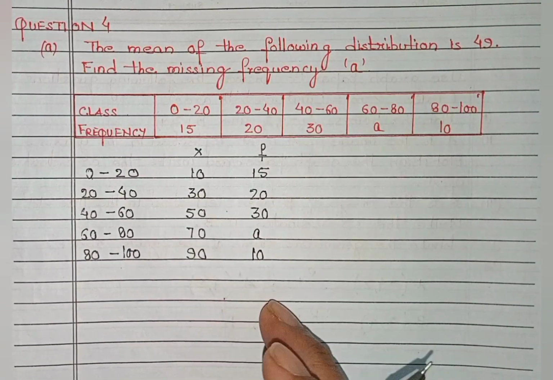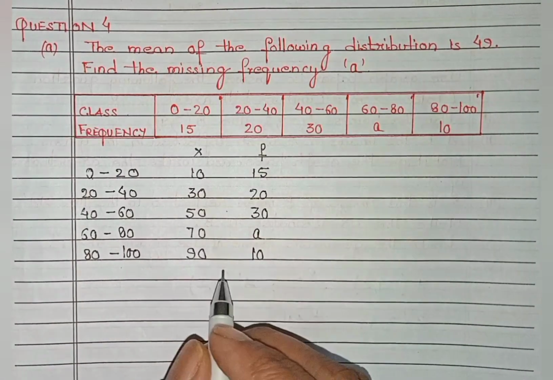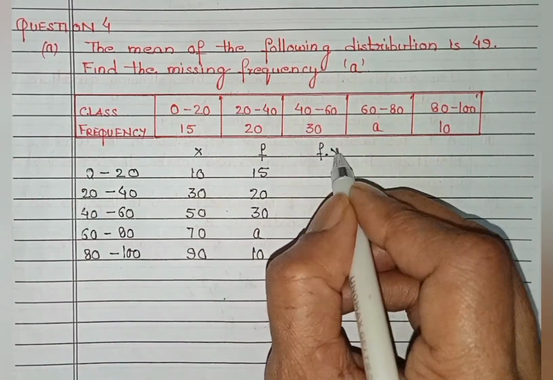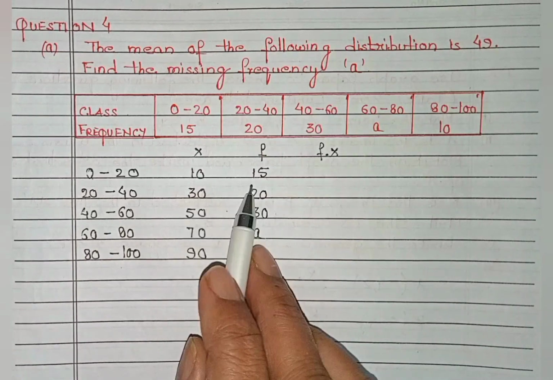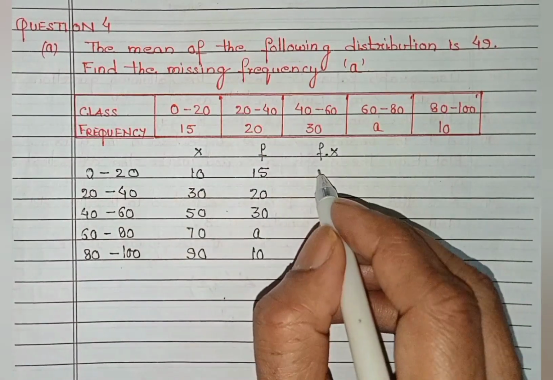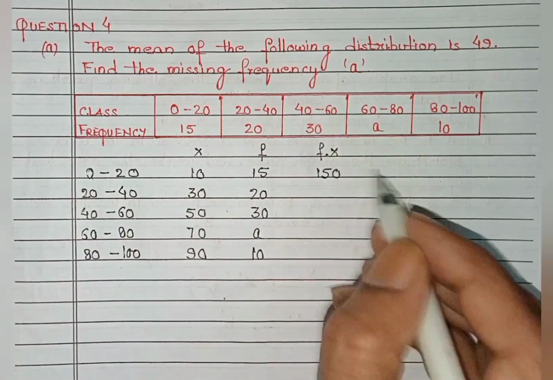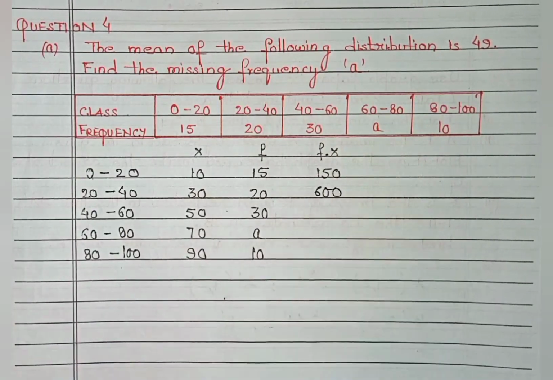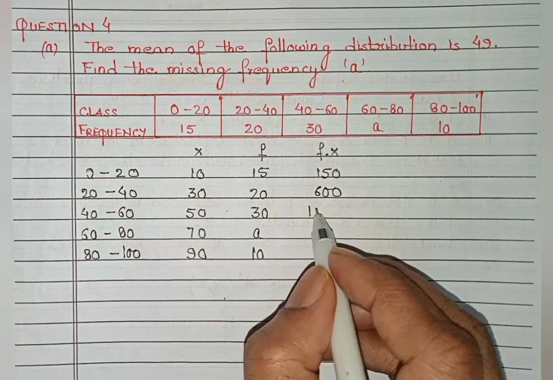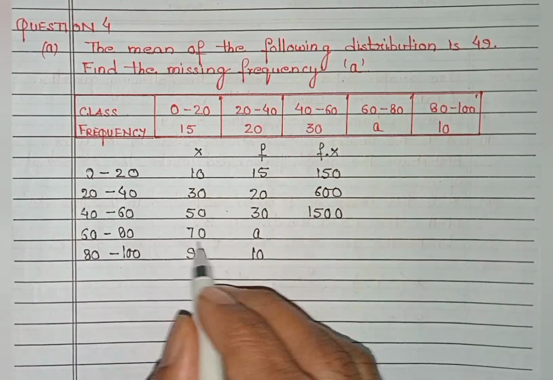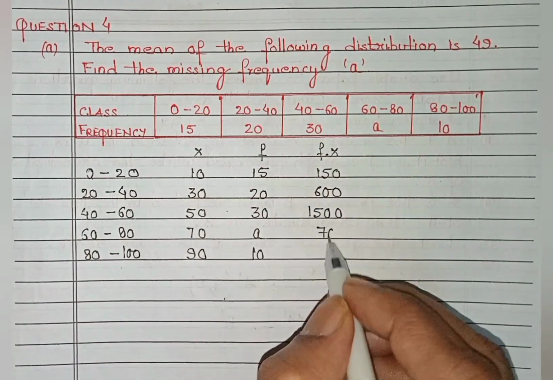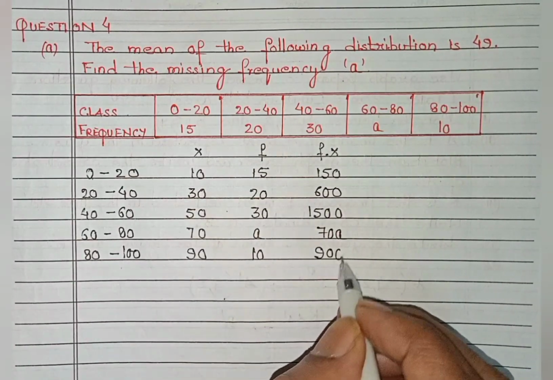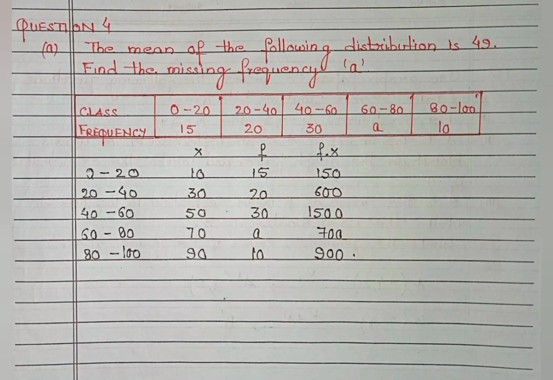Now to find the mean, we have the three methods. I am applying the direct method. In direct method we need to find product of frequency and the class mark. So 10 into 15, 30 into 20, so this we have got.